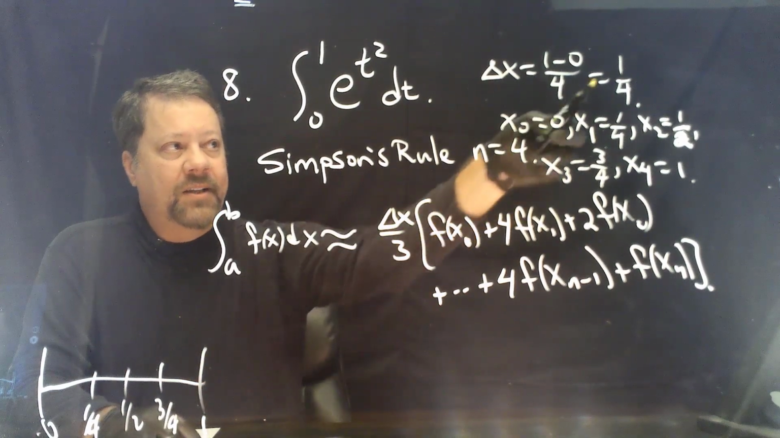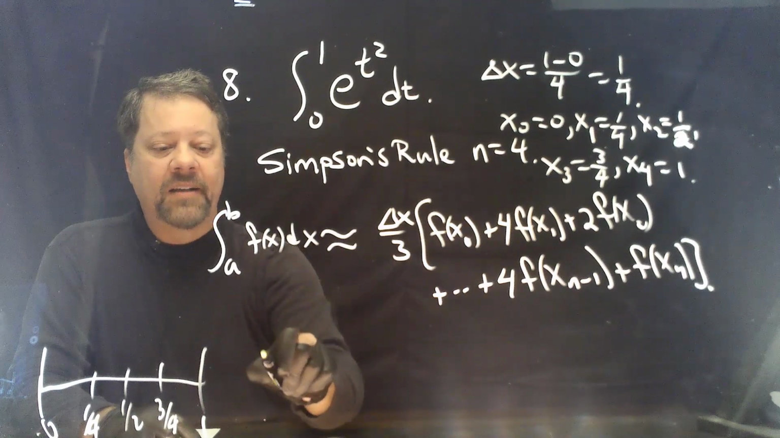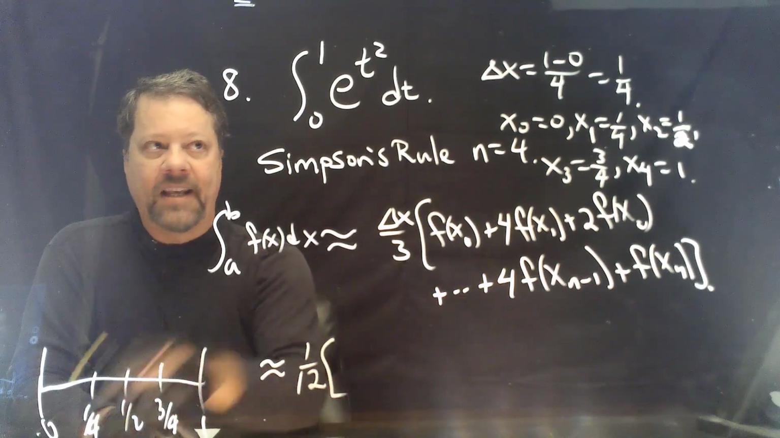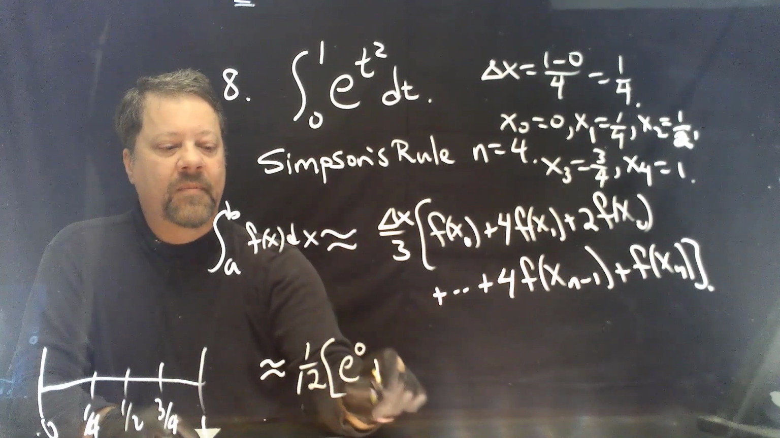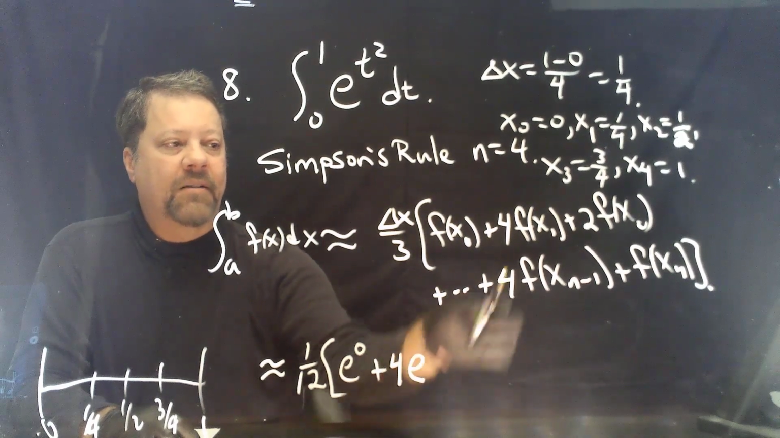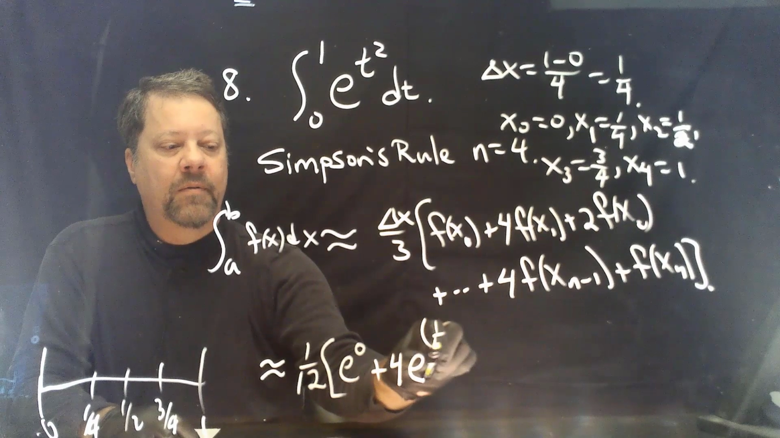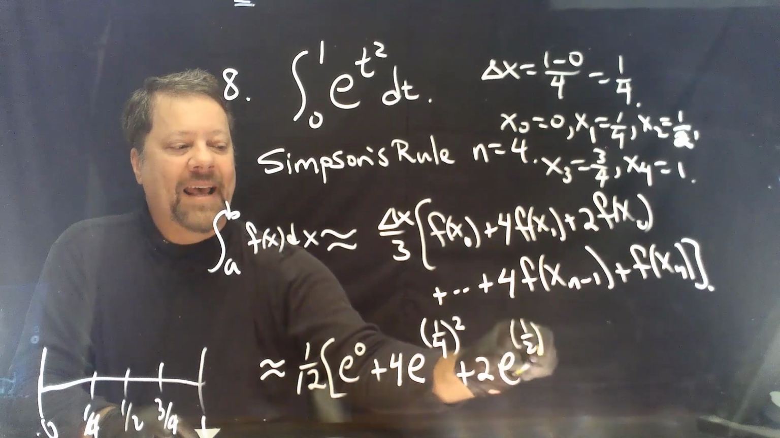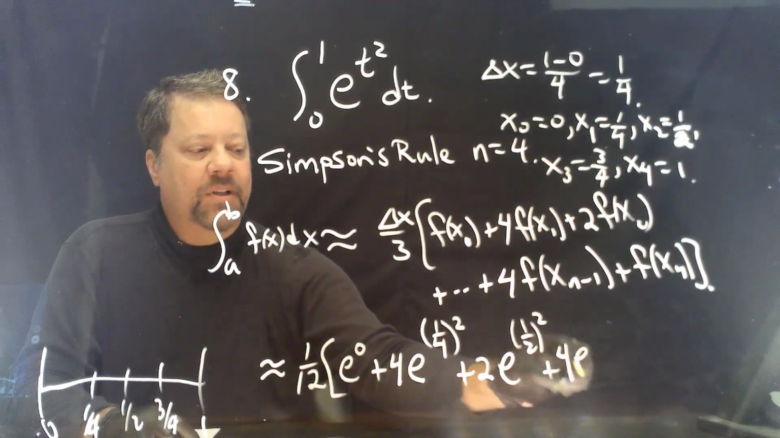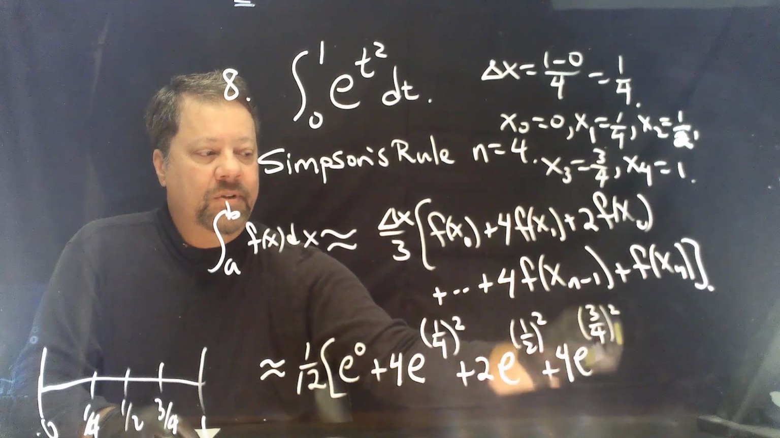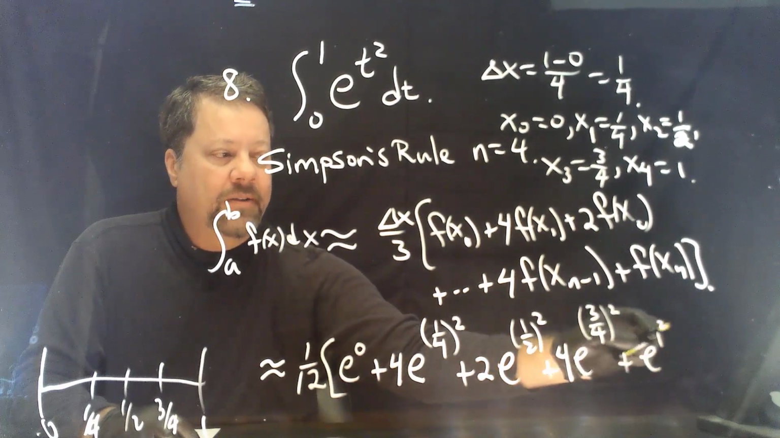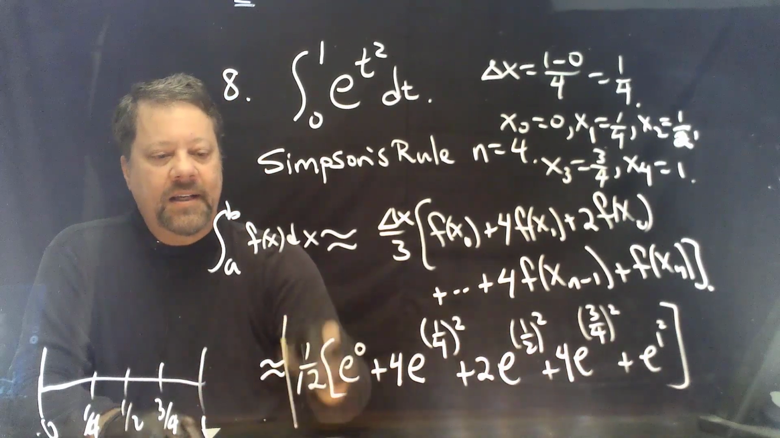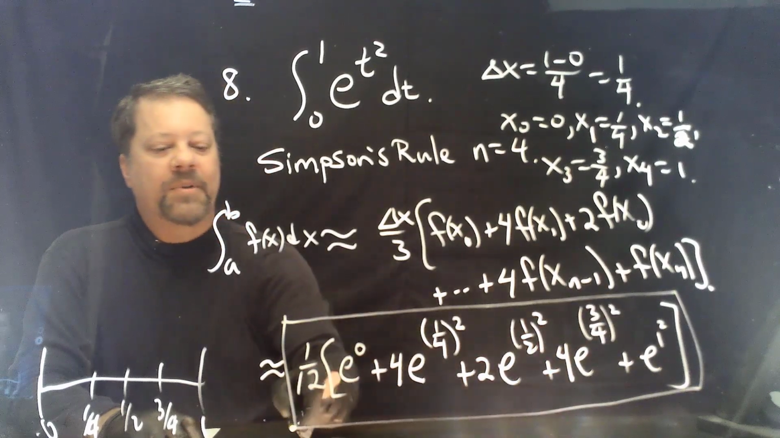So for us, delta x is 1/4. We divide that by 3, so the integral will be about 1/12. The function evaluated at the left-hand endpoint, that's e to the 0, plus 4 times e to the power of 1/4 squared plus twice e to the 1/2 squared plus 4 times e to the 3/4 squared plus e to the 1 squared, which is 1, e to the 1. And this is it. You'll drop the computation here for purposes of the exam.